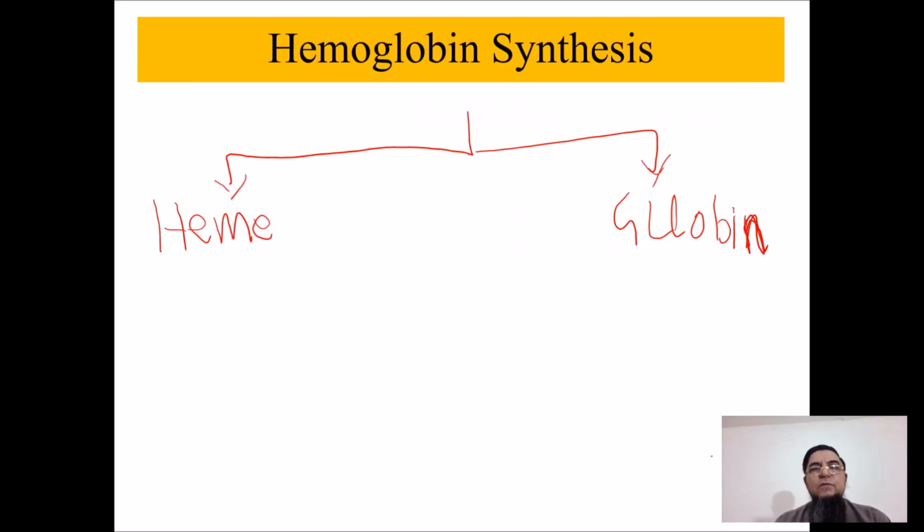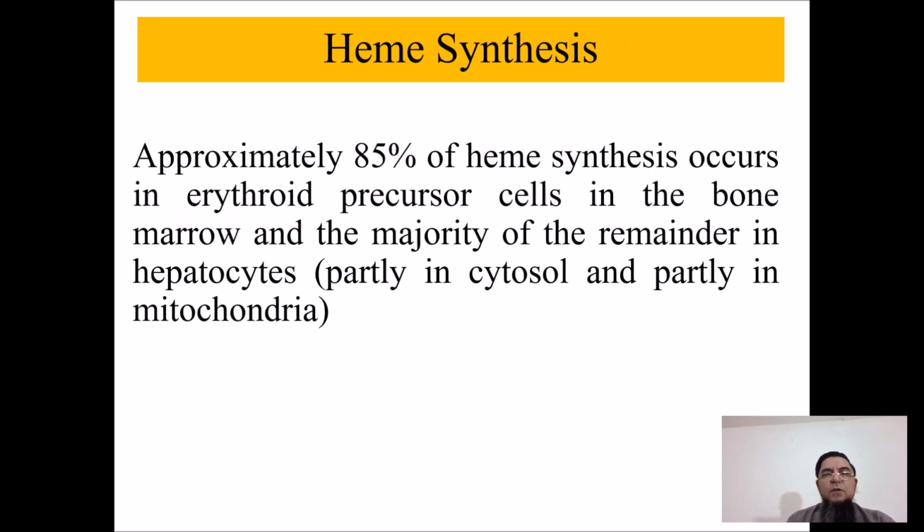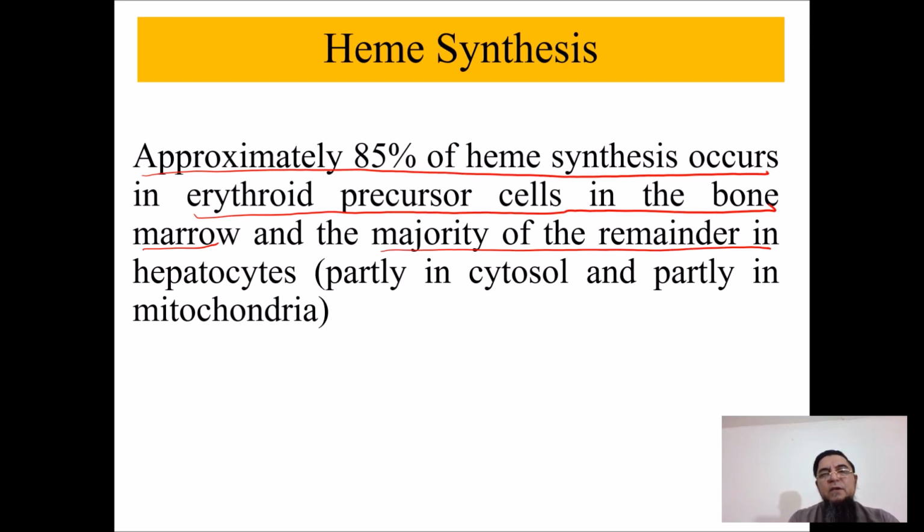Hemoglobin is comprised of two components. One is heme, another is globin. Heme synthesis: approximately 85% of the heme synthesis occurs in erythroid precursor cells in the bone marrow, and the majority of the remainder in the hepatocytes. In the hepatocytes, partly it occurs in the cytoplasm and partly in the mitochondria.